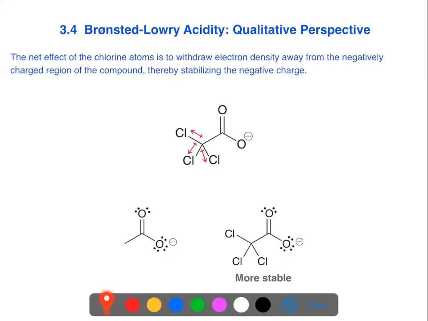And so because this is a more stable conjugate base due to induction relative to the acetate ion without those chlorine atoms present, the enhanced stability of the species would imply that the acid from which it came is stronger. And that is in fact the case.